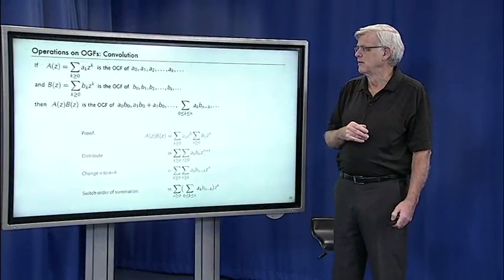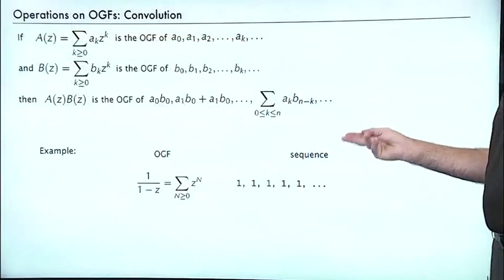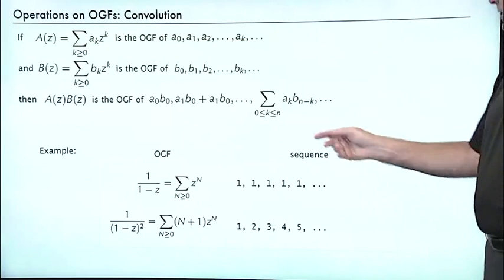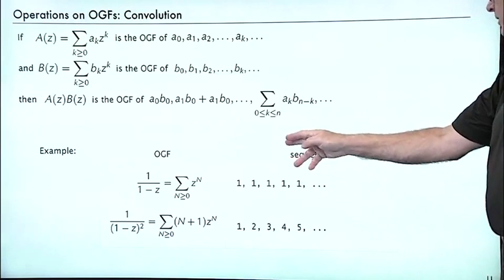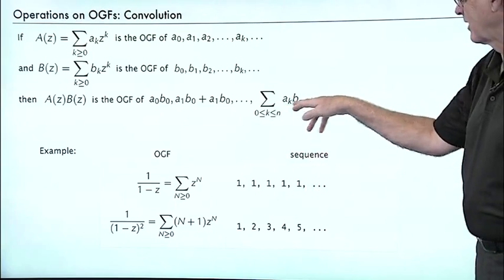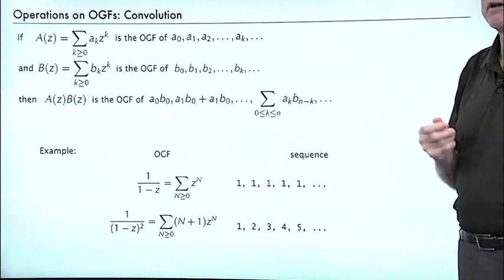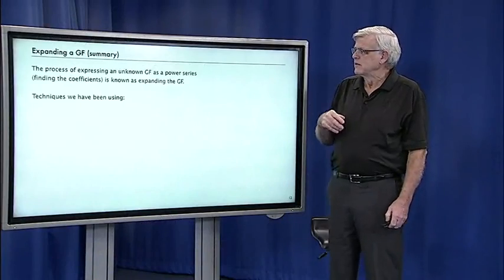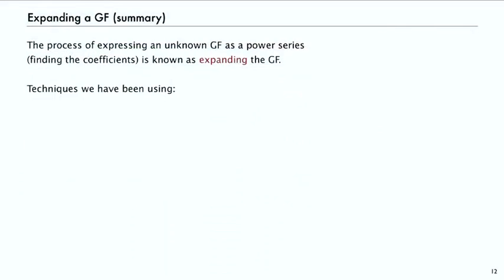So that's convolution. For example, another way to derive the generating function for the natural numbers is just to square the generating function for ones, and then you can do the math to see that this convolved product is just n plus 1 in that case. And that's a different way to derive the generating function for the natural numbers.